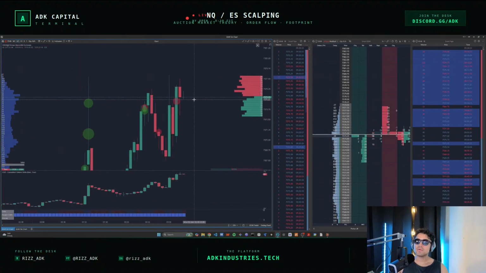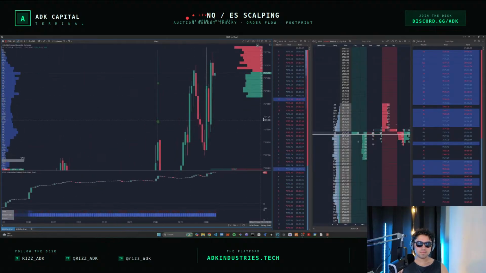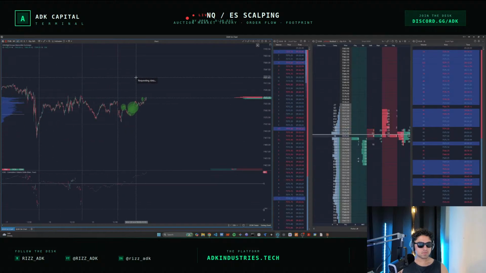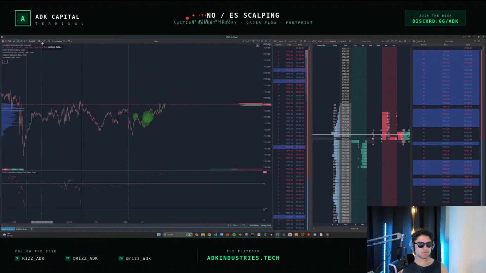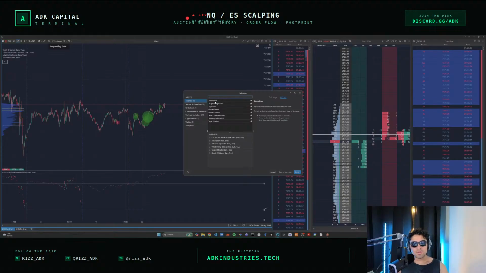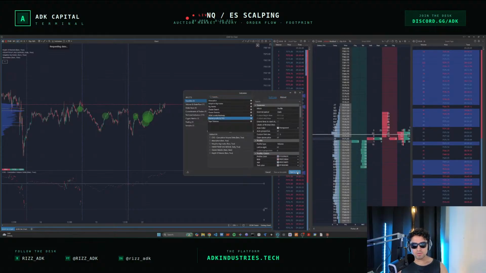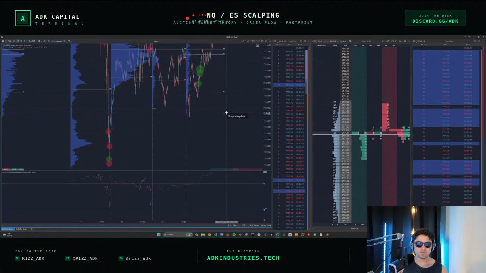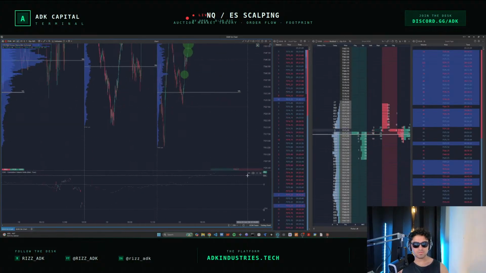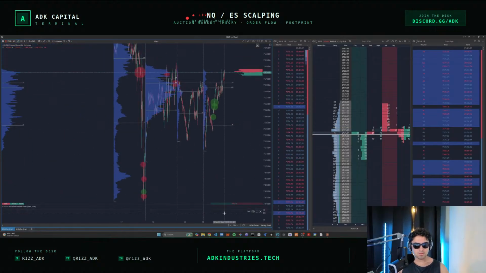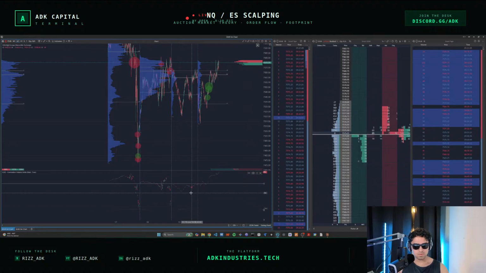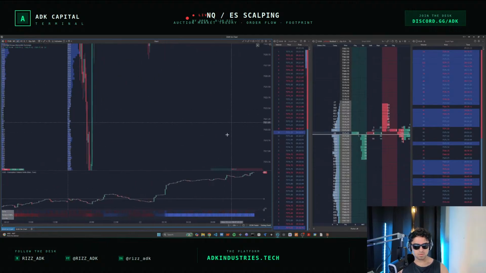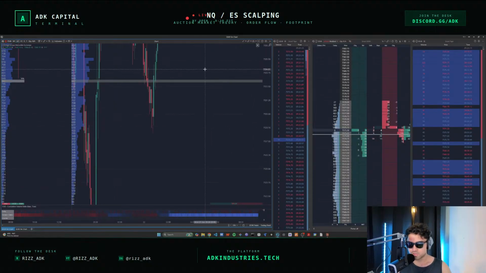Let's add some market profiles and TPO, add to chart. So this is gonna be our main chart. We're gonna do some analysis on this chart. Let's collapse this.